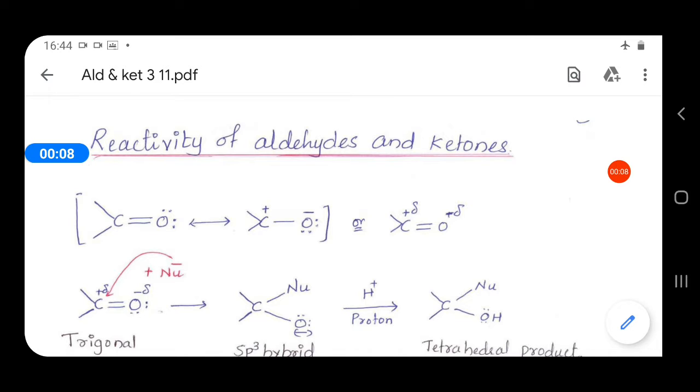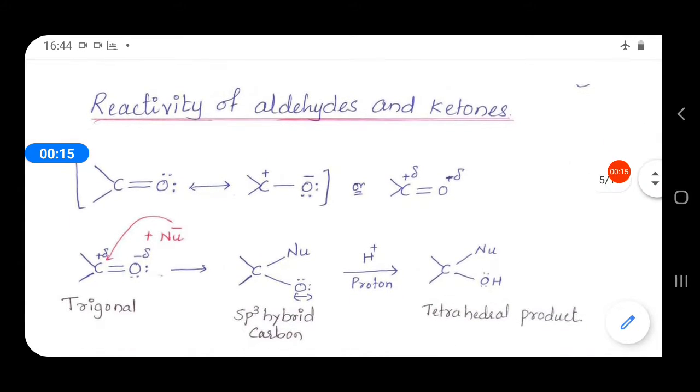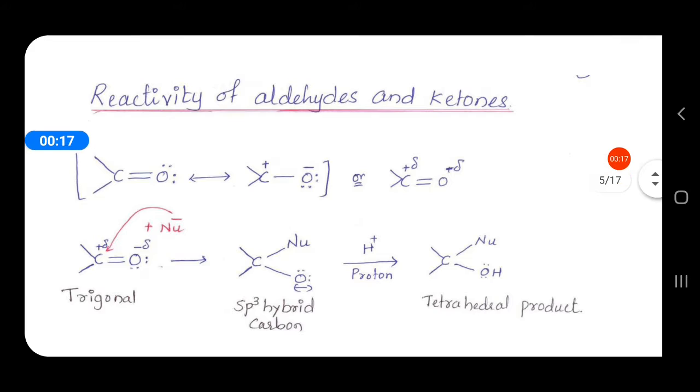Welcome back to the class Aldehydes and Ketones. In the last class, we studied about preparations of aldehydes and ketones. In this video, we are going to study about reactivity of aldehydes and ketones in some special reactions.